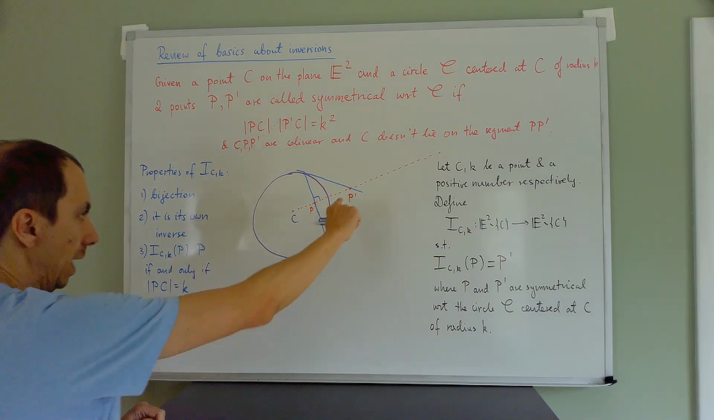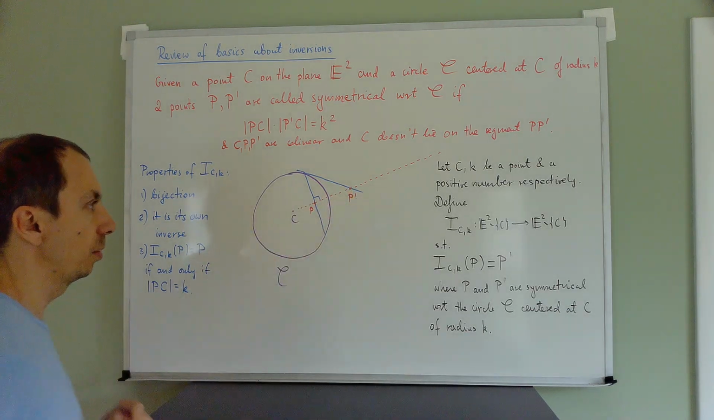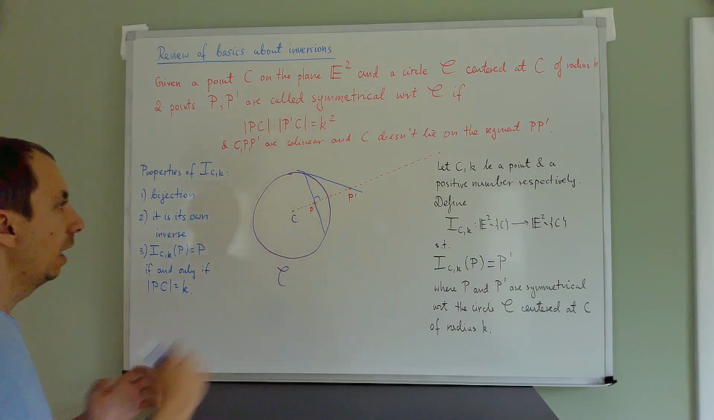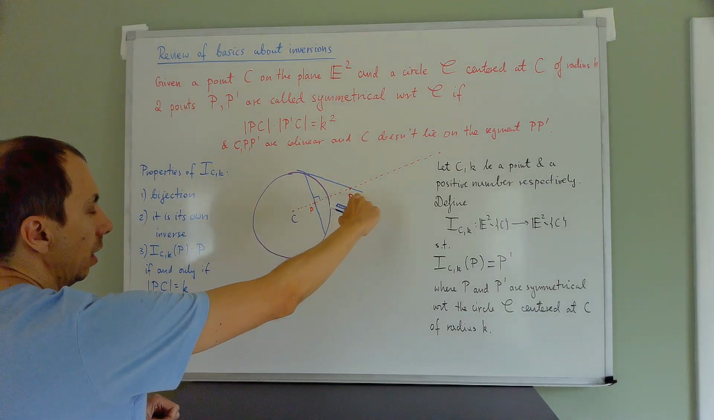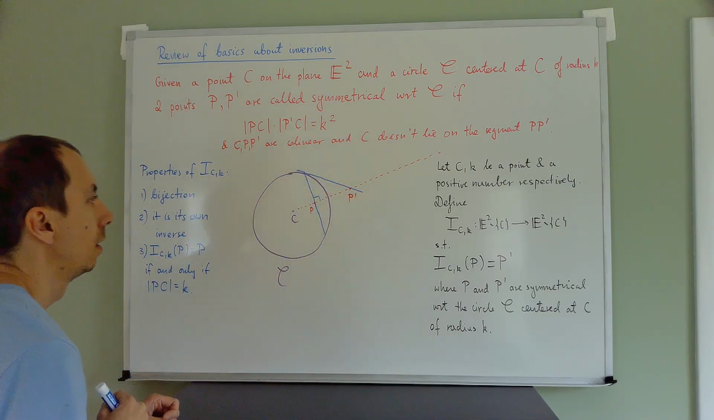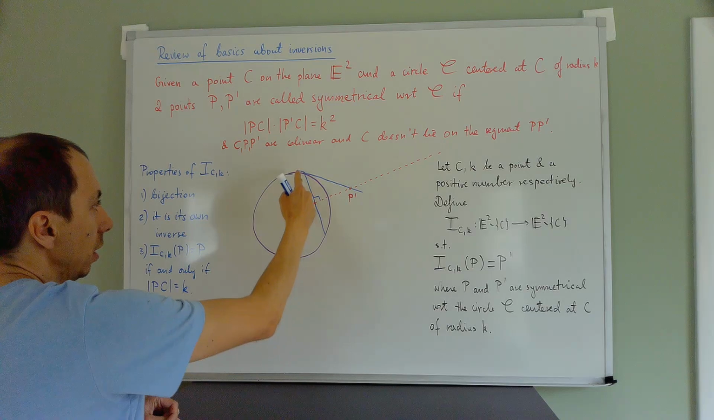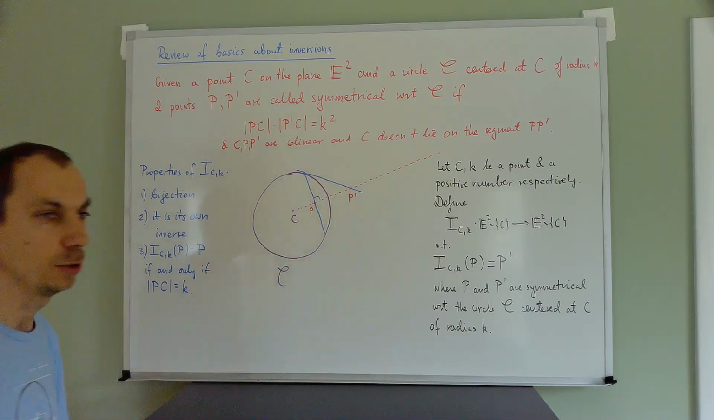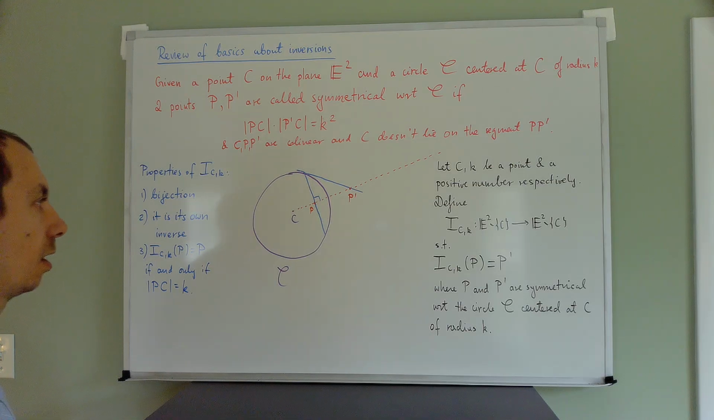You can also do this backwards. If I start with a point P prime that lies outside of the circle, I can just draw a line that goes through that point and is tangent to the circle, connect these two by a line, and then draw this perpendicular that goes through that point, and this gives me the point P. So this construction works well both ways.